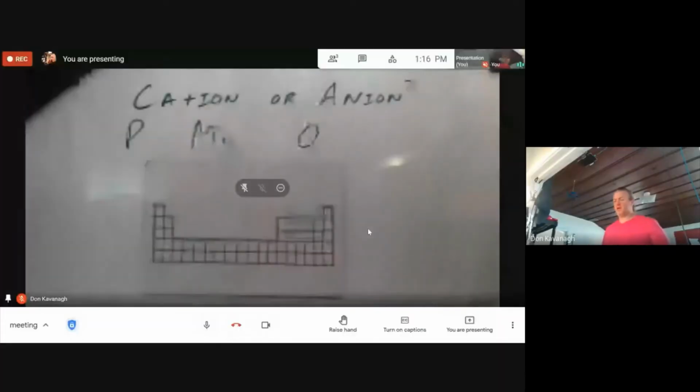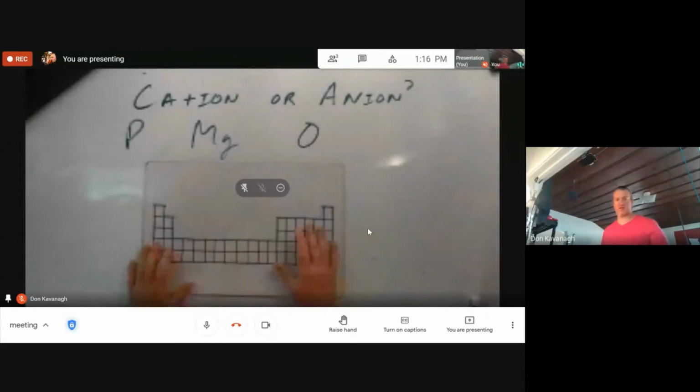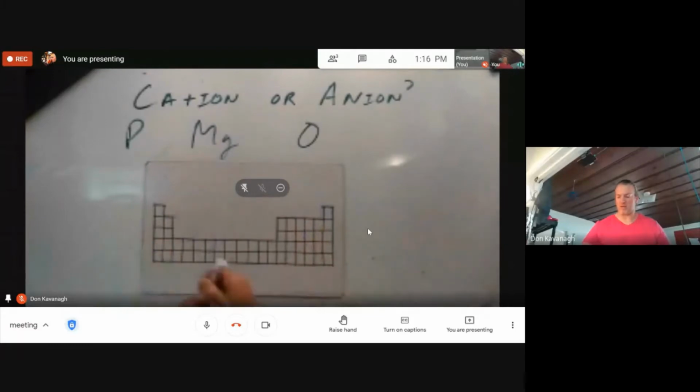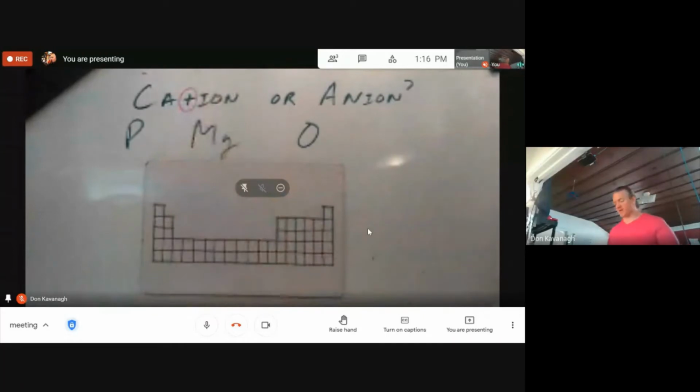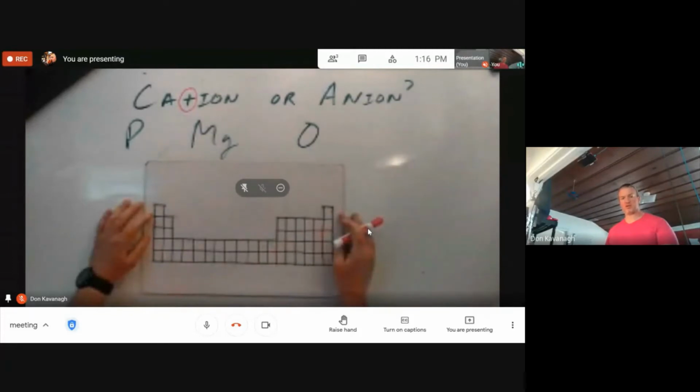Whether an atom is going to form a cation or an anion. Cation and anion are terms used to describe atoms that are positively or negatively charged. If you can't remember, sometimes if you write out the words, it'll give you a hint whether it'll be a positive or negative thing. I have a blank periodic table here because atoms will gain or lose electrons based on the shortest path to filling a shell of electrons.